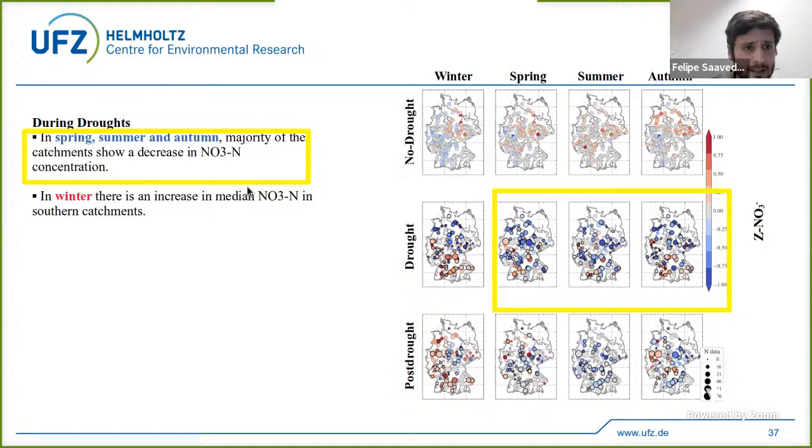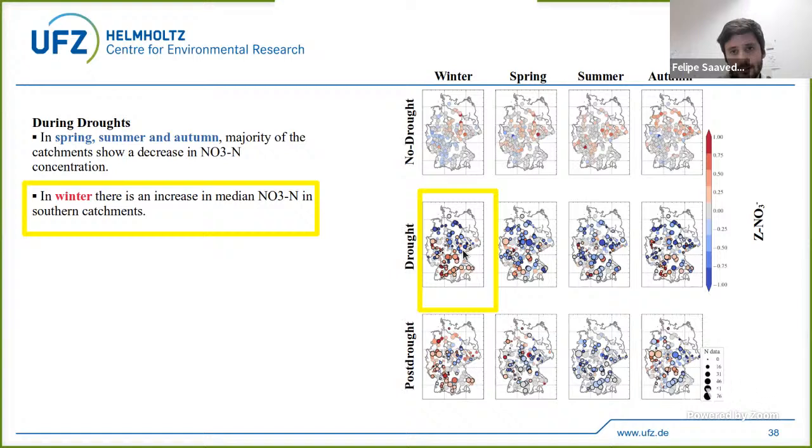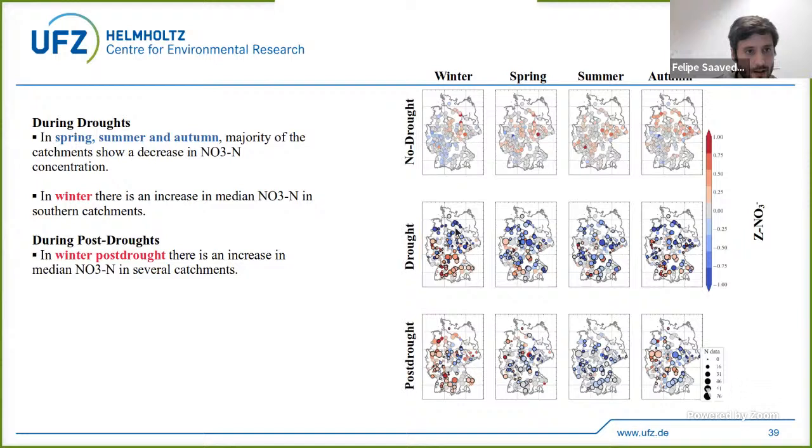But in winter, we see a spatial pattern. In the south, the dots are red, so you have an increase in nitrate concentration. In the south, I'm sorry, and in the north, the opposite, a decrease in nitrate concentration. And then during post-drought, the panel here at the end, I will only talk about the winter post-drought. In this panel, we see that most of the colors are red. Not all are significantly different compared to no drought, but we still can see the post-drought flash effect that we were hypothesizing here.